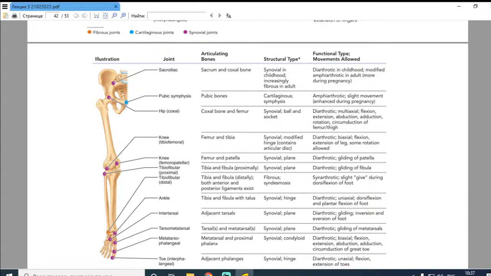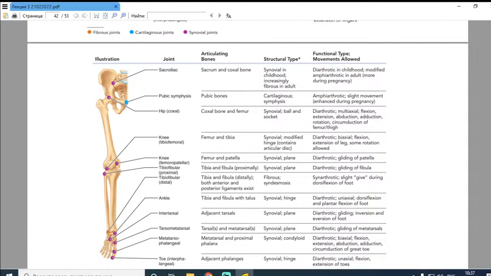Knee, tibiofemoral knee. Here is the tibia. Tibiofemoral. Includes, you see, femur and tibia. Synovial, modified hinge, contains an articular disc. Diarthrotic, biaxial, flexion and extension of the leg, some rotation allowed.